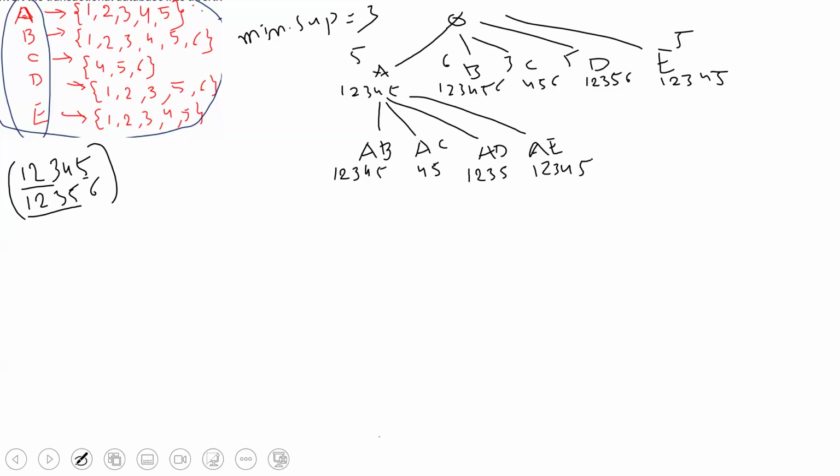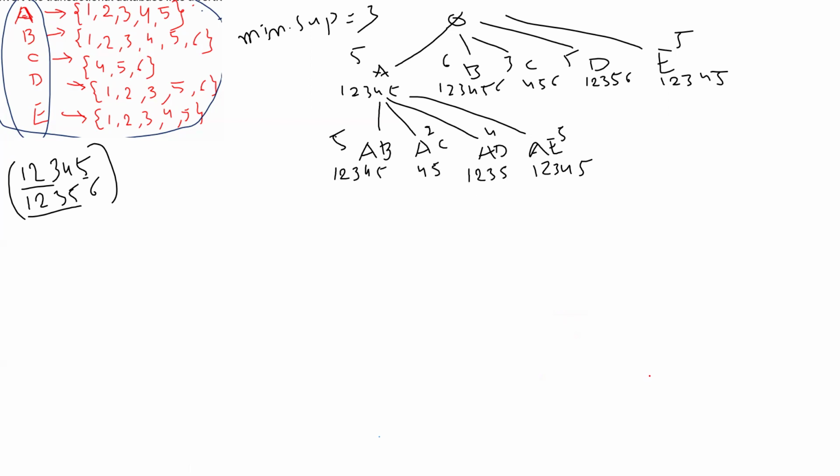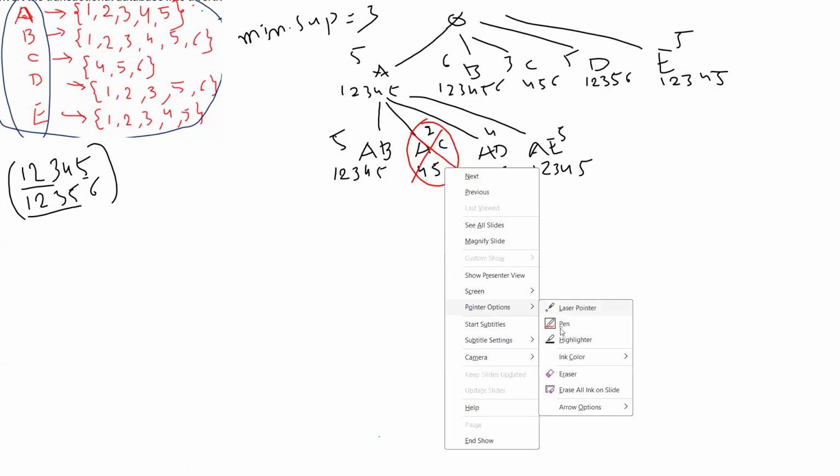Now look at the support of these. The support of AB is 5, the support of AC is 2, the support of AD is 4, and the support of AE is 5. Now you know AC is infrequent, right? So you will just ignore AC. You will not continue extending that further.